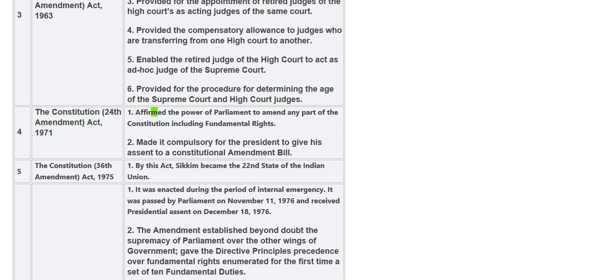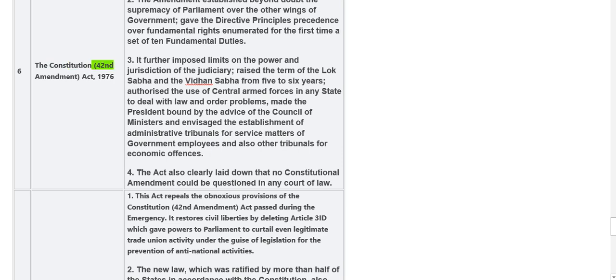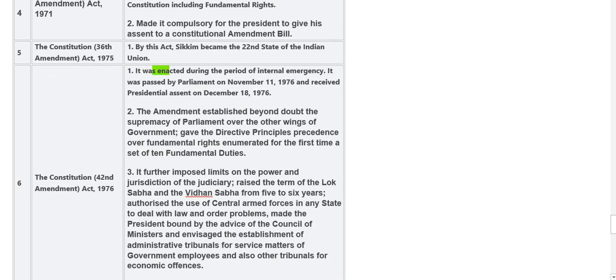4. The Constitution 24th Amendment Act, 1971. 1. Affirmed the power of Parliament to amend any part of the Constitution, including fundamental rights. 2. Made it compulsory for the President to give his assent to a constitutional amendment bill. 5. The Constitution 36th Amendment Act, 1975. 1. By this Act, Sikkim became the 22nd state of the Indian Union.